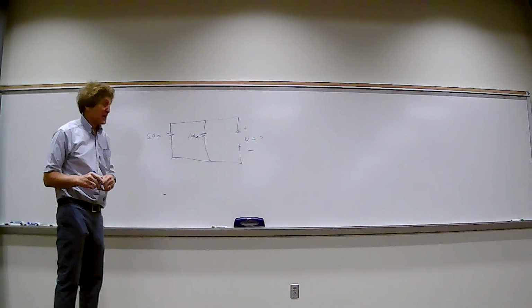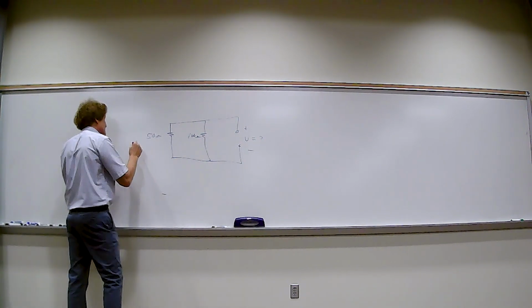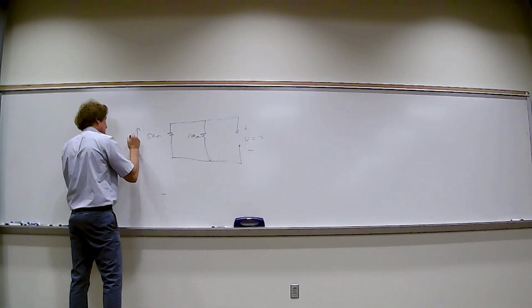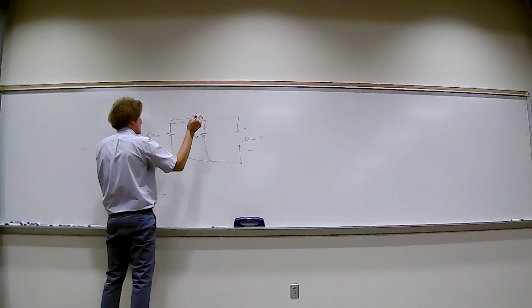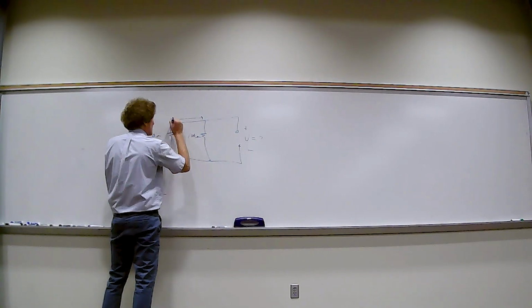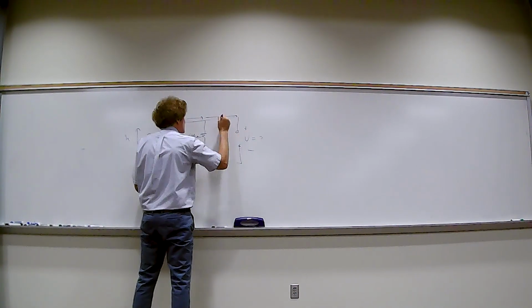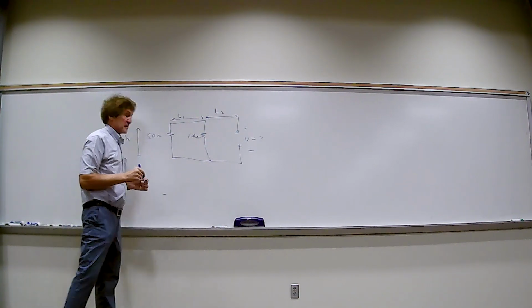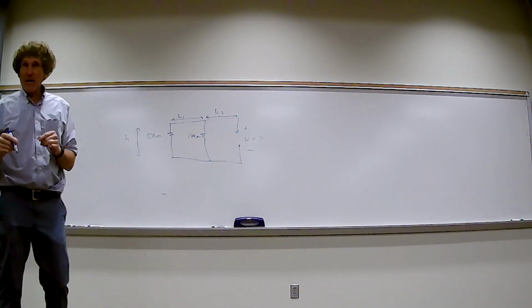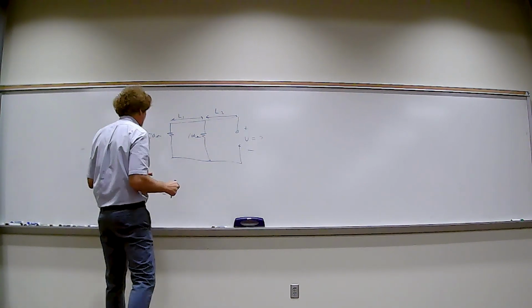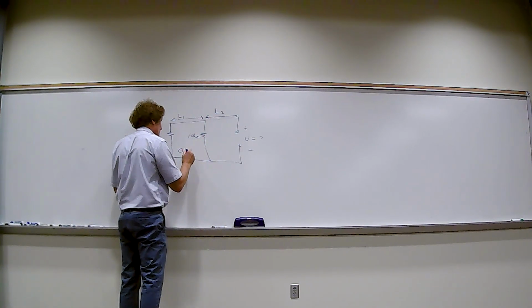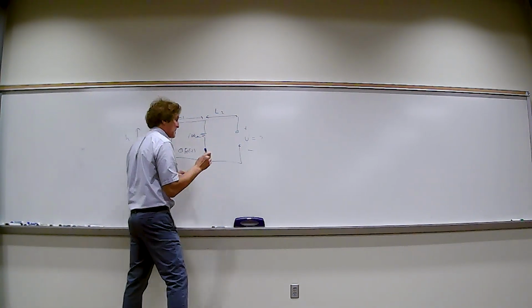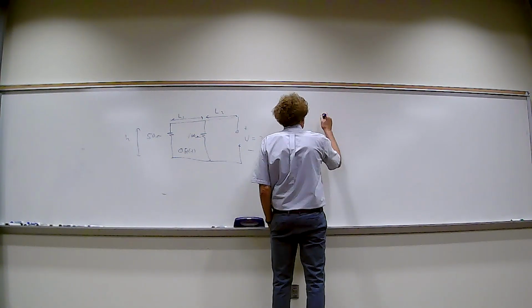Y'all with me, class? Now, if this has a dimension, I'll call this dimension H, and you can make H anything. I'll call this dimension L1, and I'll call this dimension L2. Everybody follow me on this? Now I'm going to put a B field, or an H field. I'm going to say an H field comes out of the board here, and it's H of t.